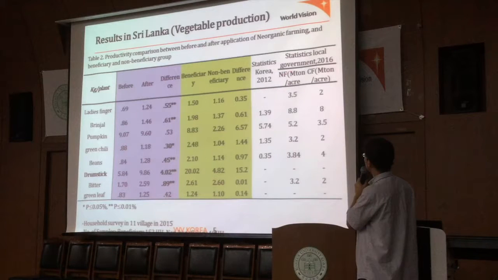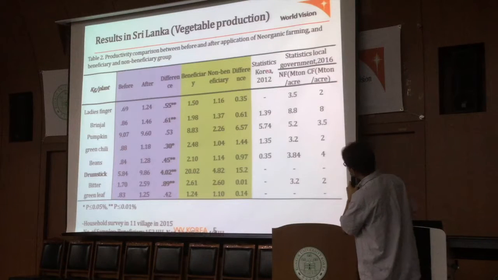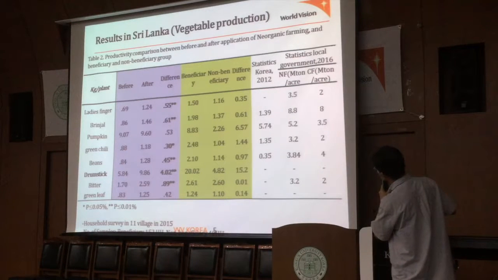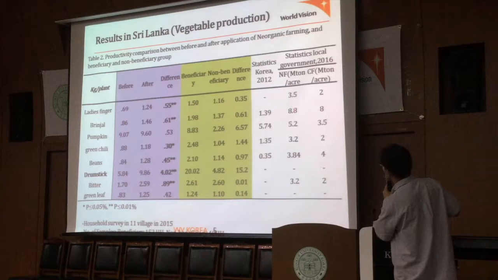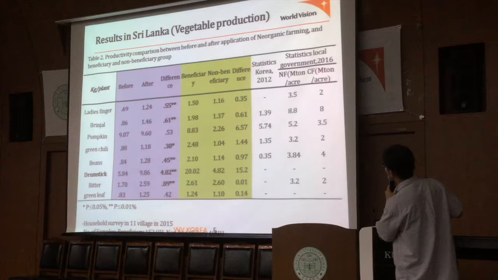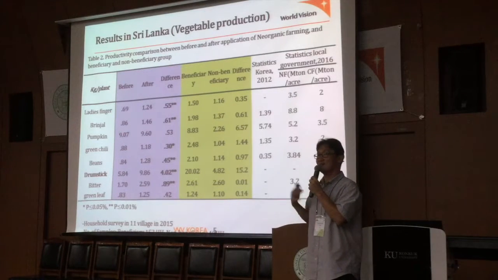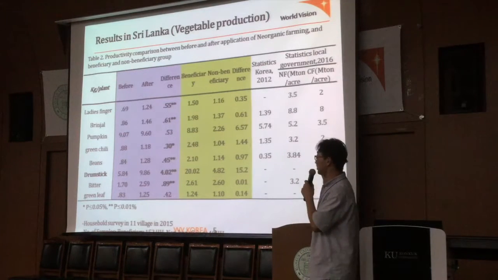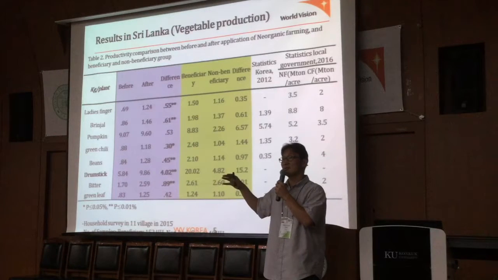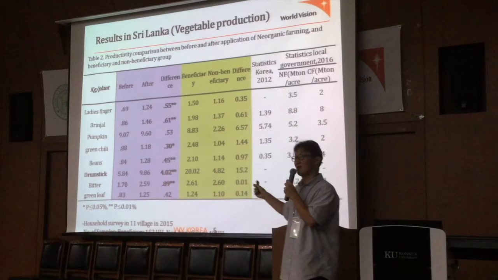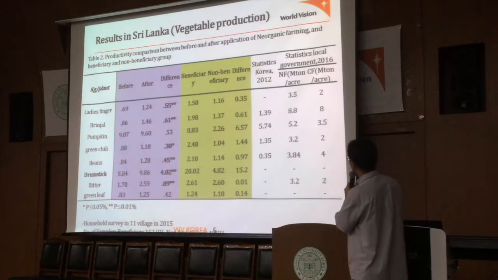This is natural, this is the conventional, ton per acre. But in productivity there are big differences between the natural and the conventional. This is not my data. I'm not collecting this data. It's collected from the local government, the statistical department. So actually, there's this big difference.